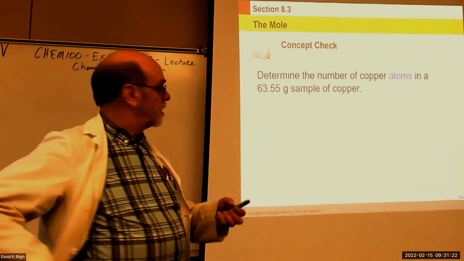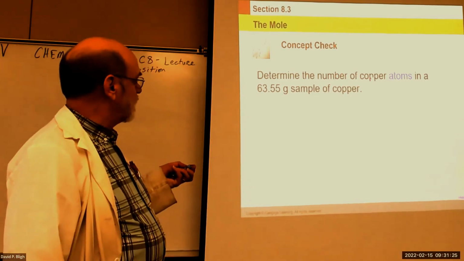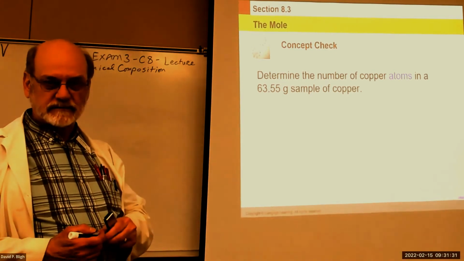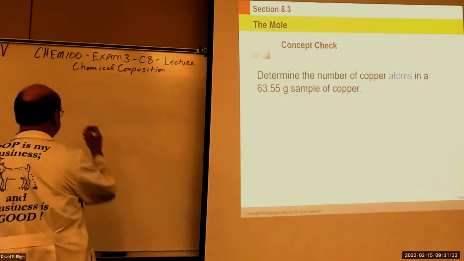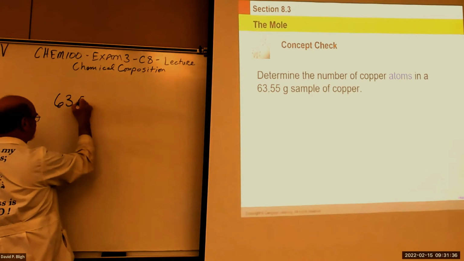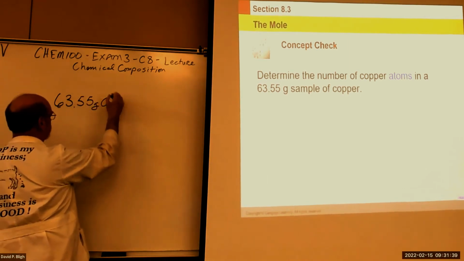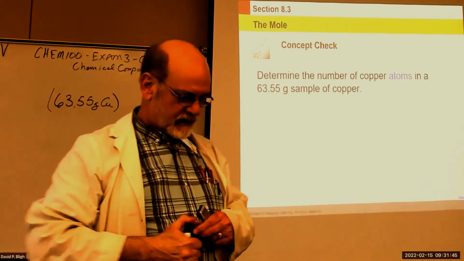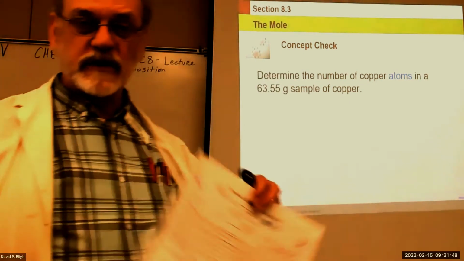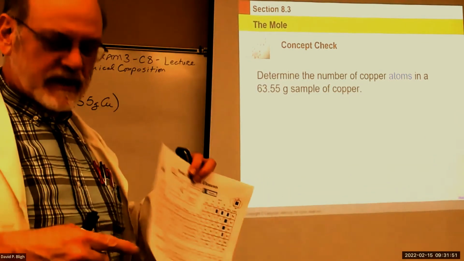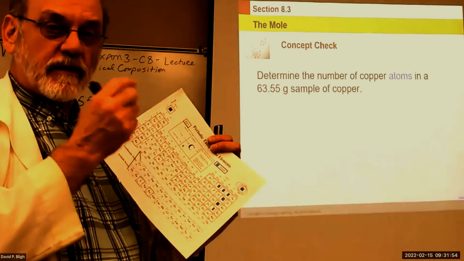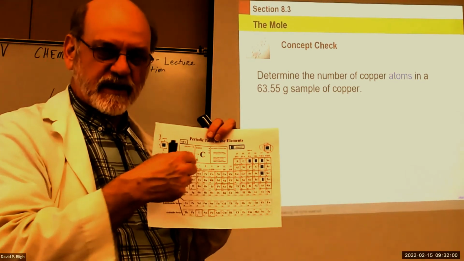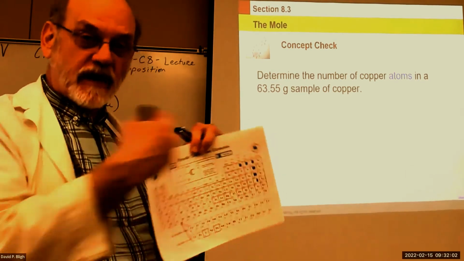So let's use what we know to find out the number of copper atoms in a 63.55 gram sample of copper. It asks us for the number of copper atoms. So we go and look at our periodic table because we know we're starting with grams. If we're going to numbers, we need, this is called molar mass. That's the proper term for it. That mass number is molar mass because it's the mass of a mole.